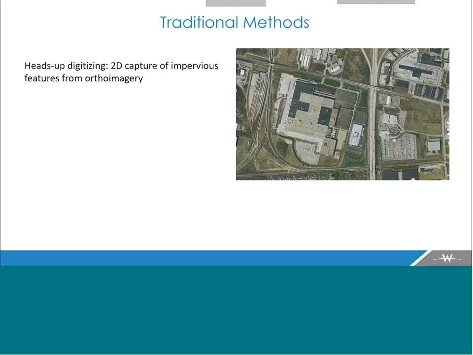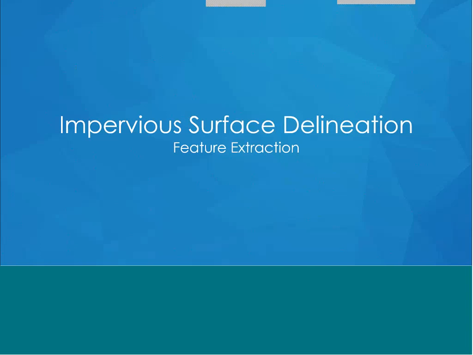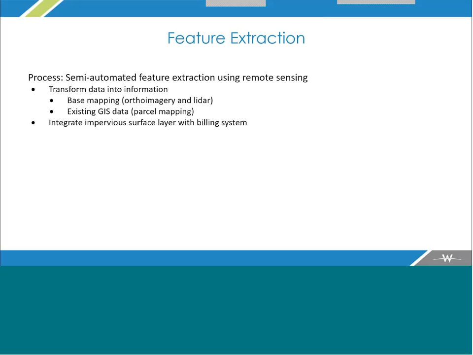So what happened was, nearly 15 years ago, we decided to take a different approach to how we do impervious surfaces. And by that, we started to explore other ways to leverage the new types of data that was coming online. And in this case, specifically digital data. And this methodology involved feature extraction.